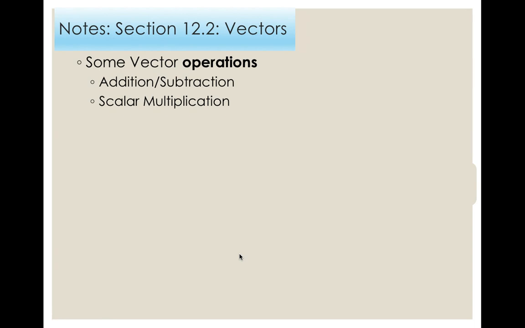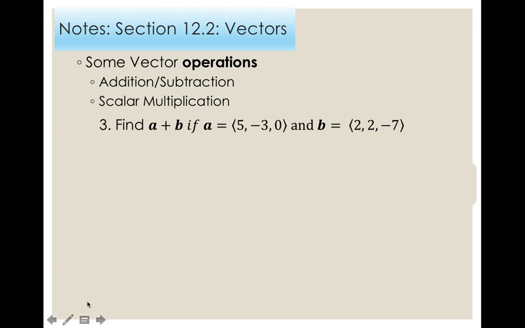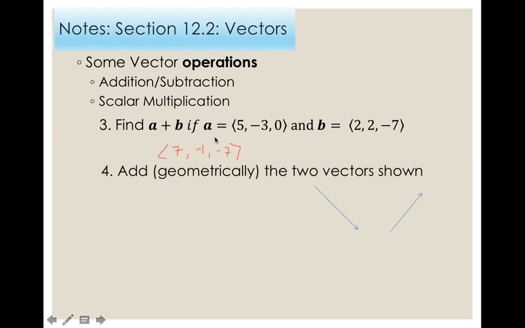Vector operations: adding, subtracting, multiplying by a scalar. So a plus b is 7, negative 1, negative 7, just adding like components. Adding geometrically two vectors, kind of think tip to tail.